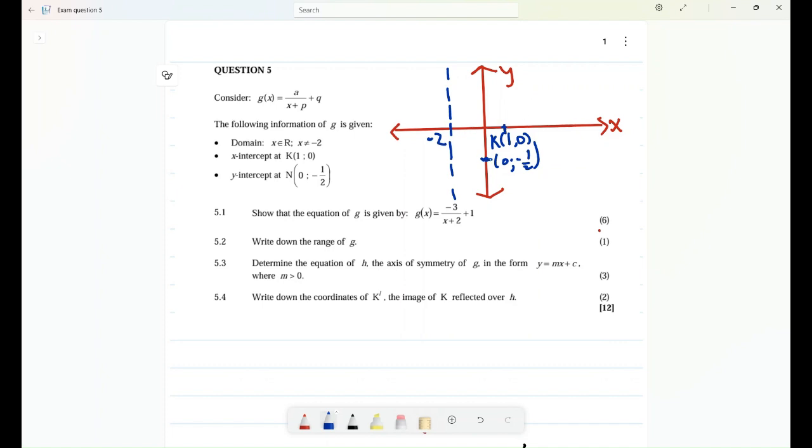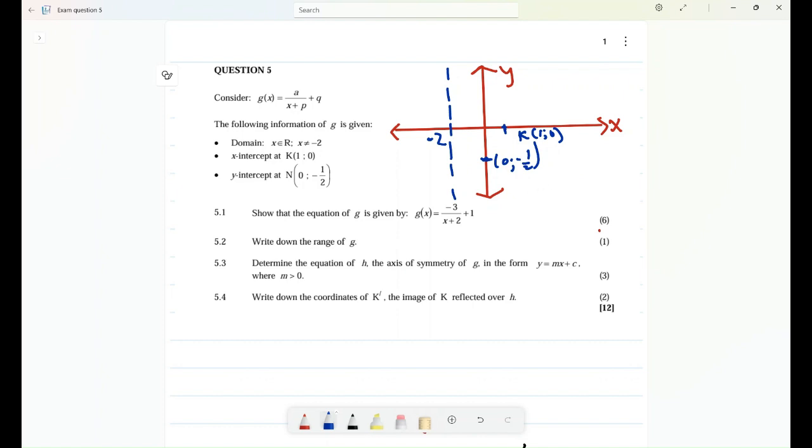This is 1 and 0. I know it is not up to scale, but yeah, please. Let me write it somewhere here. K is 1 and 0. So this is all what I have.